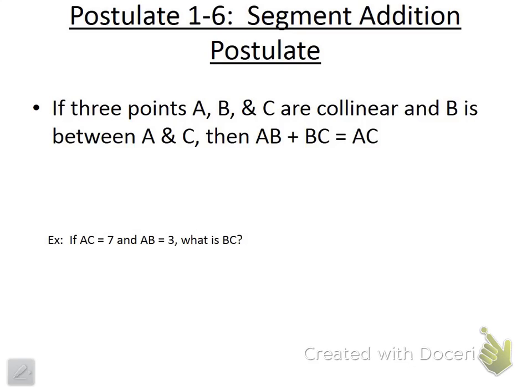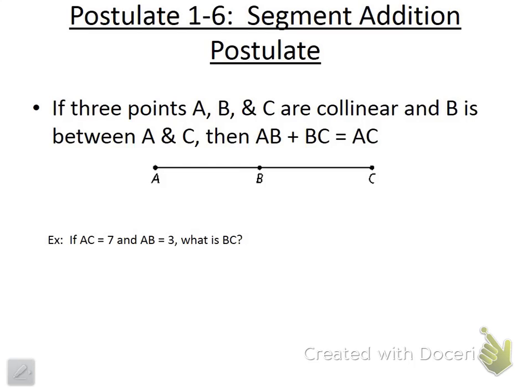Okay, postulate 1.6, segment addition postulate. If 3 points A, B, and C are collinear, so that means they coexist on the same line, and B is between A and C, so B is sitting in between A and C, then AB plus BC equals AC. So let's see what this looks like.